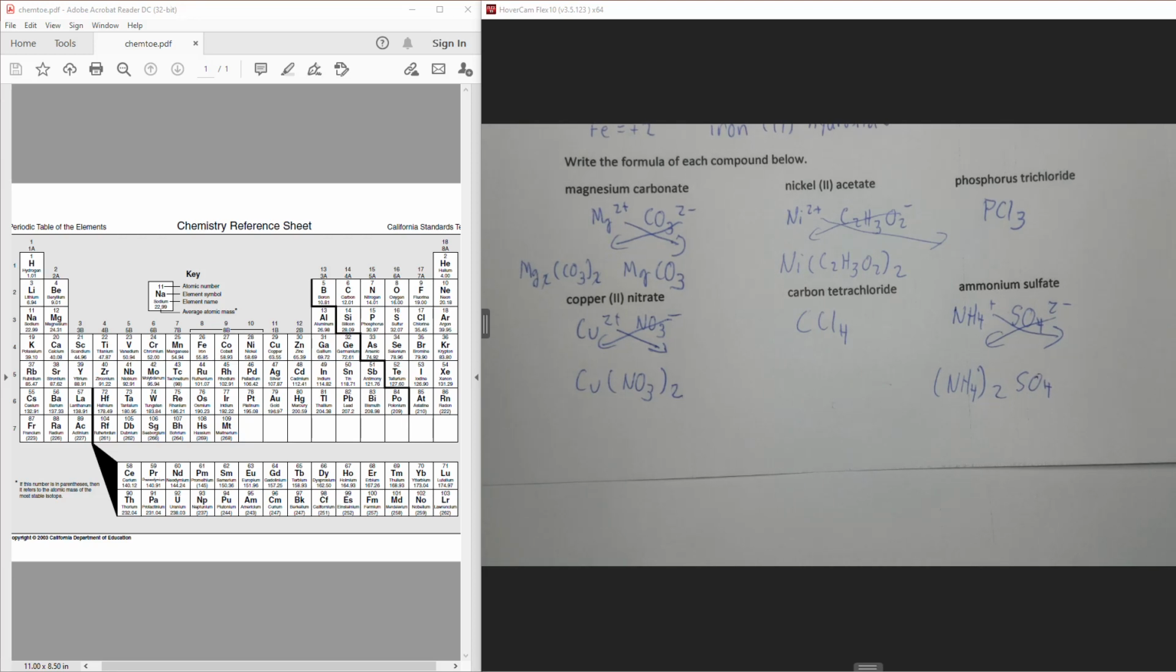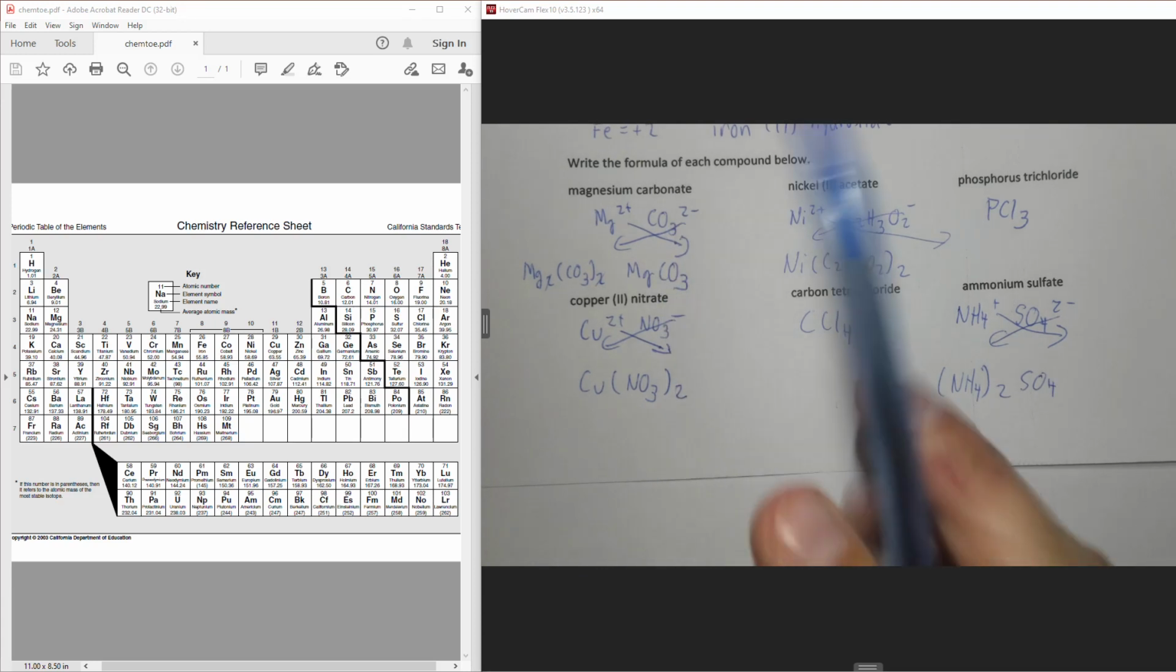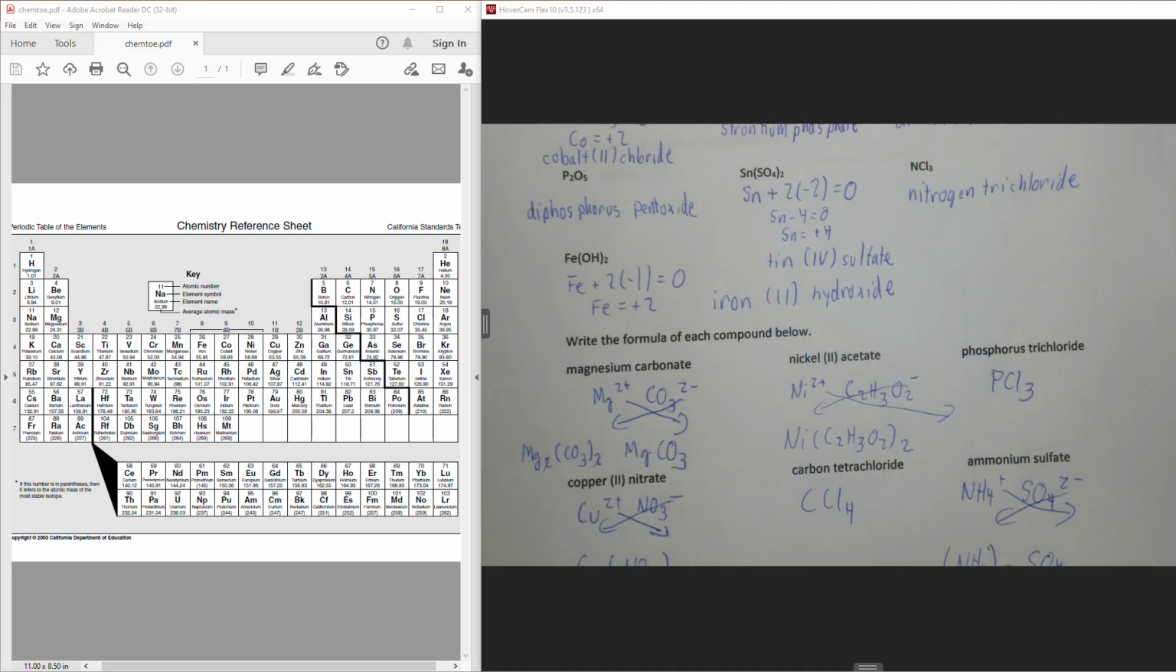So that's basically going from the names to the formulas. In my opinion, it's easier to go from the names to the formulas than to go from the formulas to the names.